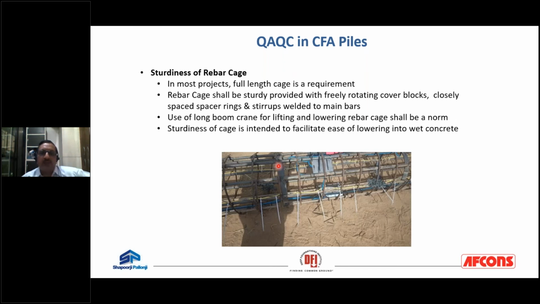Sturdiness of the cage, as I have defined, will be achieved by having a larger number of main steel bars rather than a lesser number of main steel bars of large diameter. The rings have to be very closely spaced, about 150 mm. They have to be welded to the main bar. The spacer disc has to be welded to the main bar, and at the same time, you need cover blocks that should be as closely spaced as possible.